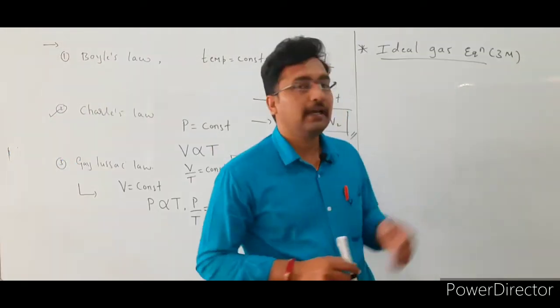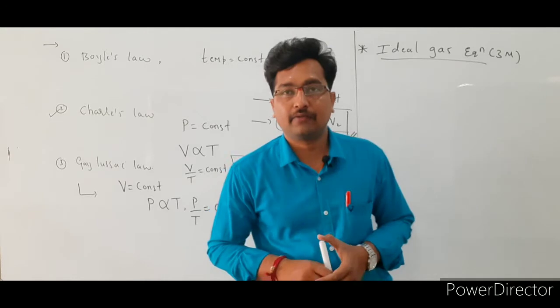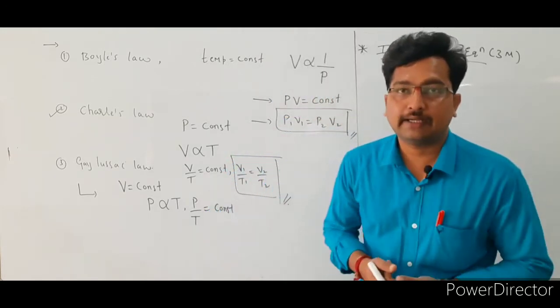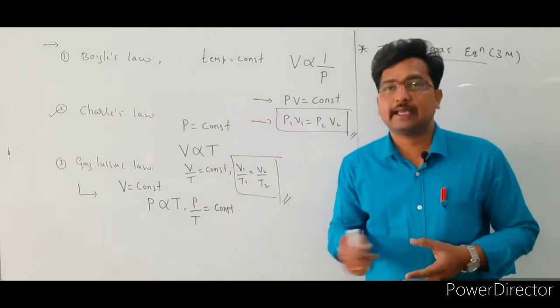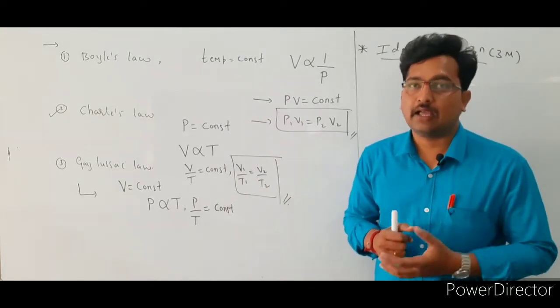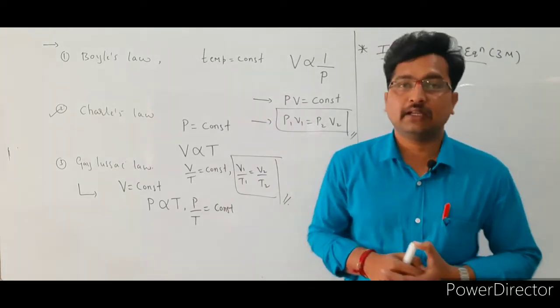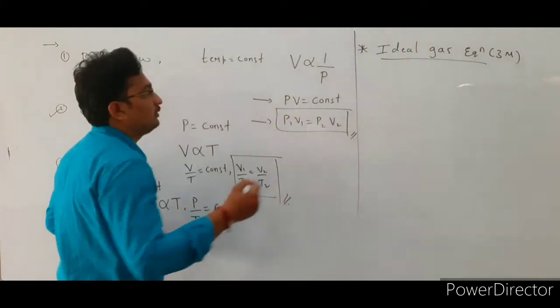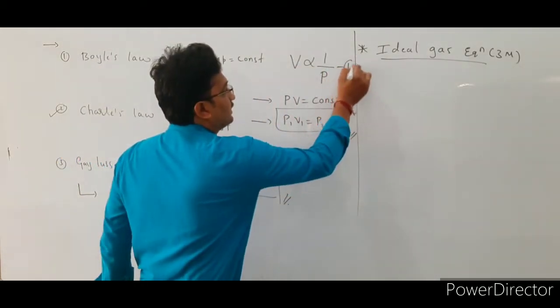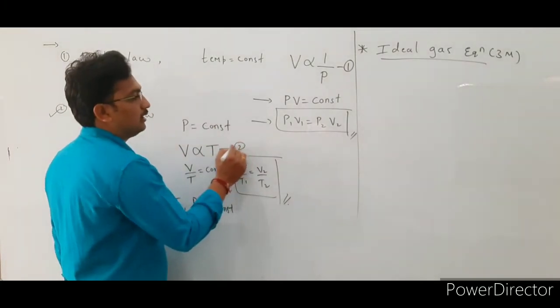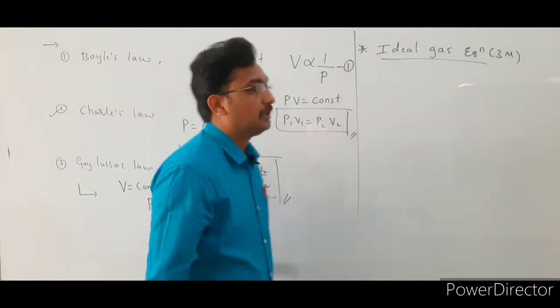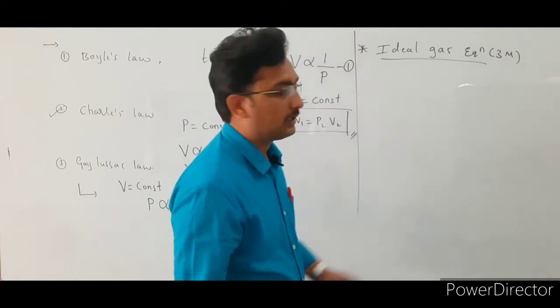So the next one is the ideal gas equation. It is very important for 3 marks. What do you mean by an ideal gas? An ideal gas means a gas which obeys all the gas laws. So that is known as the ideal gas. Okay, see here, this is our equation number 1 and this is our equation number 2, right? Next, we are going to derive the ideal gas equation.